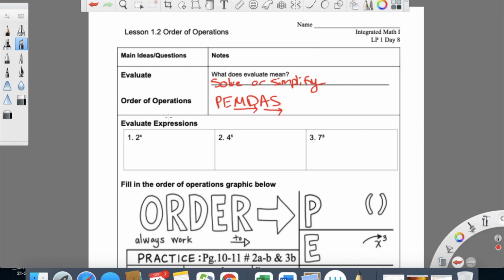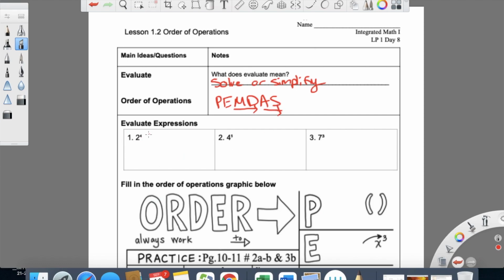All right, so let's go ahead and evaluate these expressions down here real quick. Remember, an expression just means it doesn't have an equal sign. This doesn't say 2 to the 4th power equals 10. It doesn't say equals anything. So this is just an expression is what we call it.